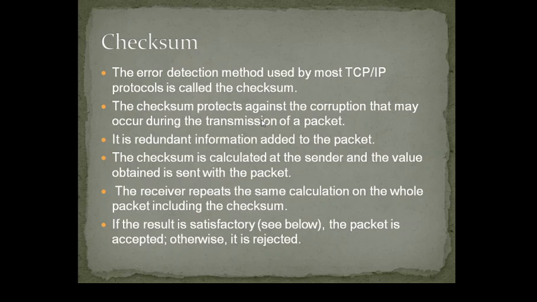Basically, you send some information of the IP header along with the packet. In checksum, on the sender side, you calculate some value for the IP header and send it along with the packet. On the receiver side, we repeat some kind of calculation, and we get some value. If the result is satisfactory, we accept the packet, or else we reject the packet.